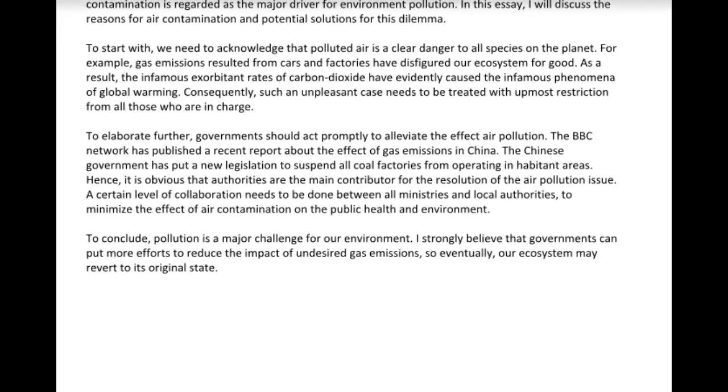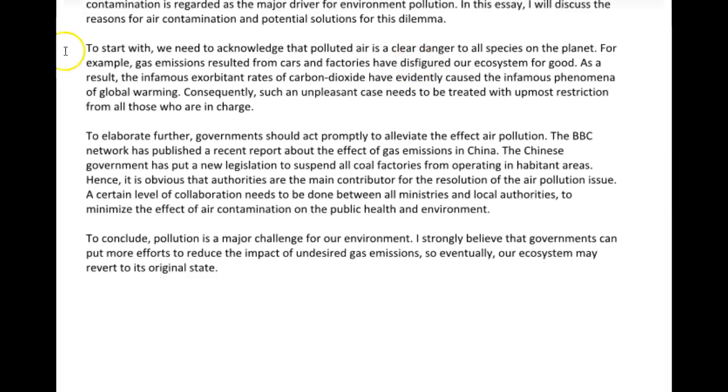To start with, we need to acknowledge that polluted air is a clear danger to all species on the planet. For example, gas emissions resulting from cars and factories have disfigured our ecosystem for good. Not really disfigured. It's the wrong word. They have tainted, they have contaminated something. They have influenced, I'm not really sure, but a different word, not disfigured.